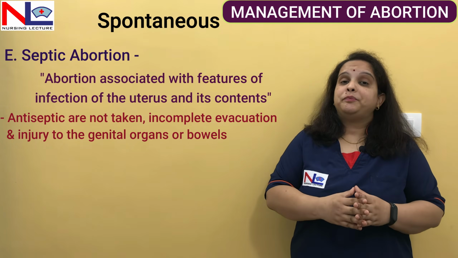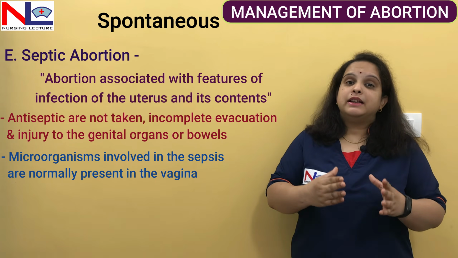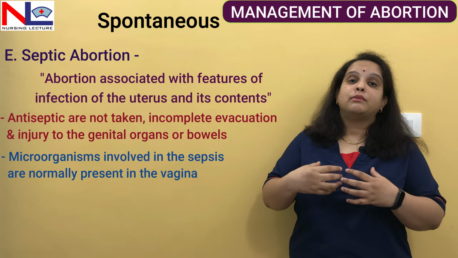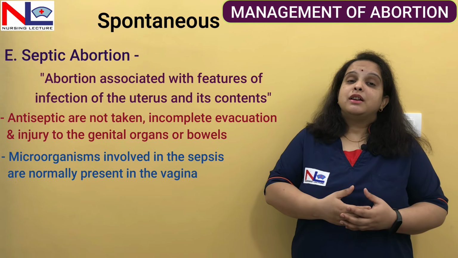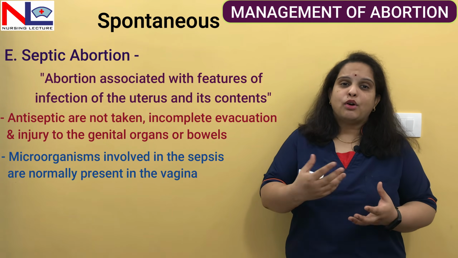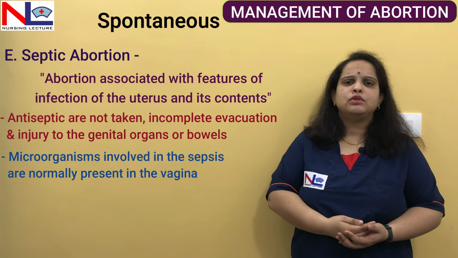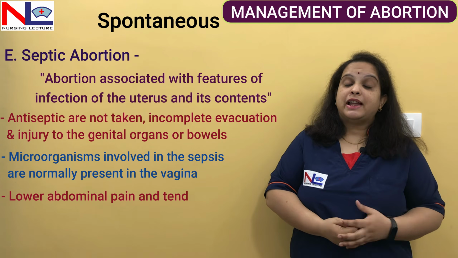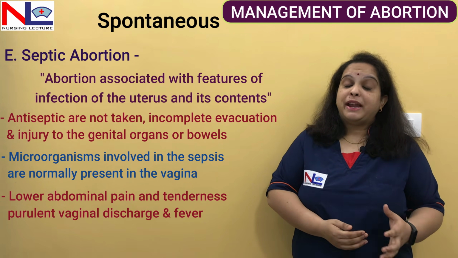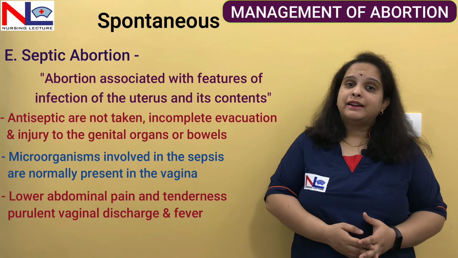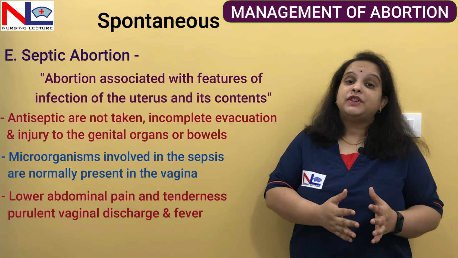So majorly the organism that causes sepsis is usually present in the normal flora of the vagina. That could be aerobic or anaerobic. So these may ascend because of all the reasons I have mentioned. So the woman may show the features of infection like fever, she may have purulent vaginal discharge, she may have pain, and uterine tenderness could be seen. So all these signs can be seen with the features of infection.